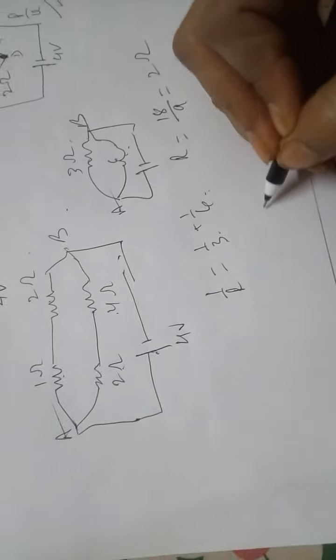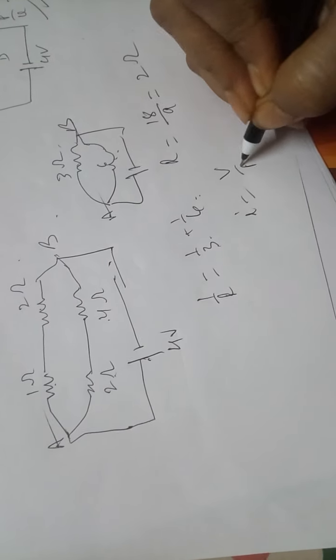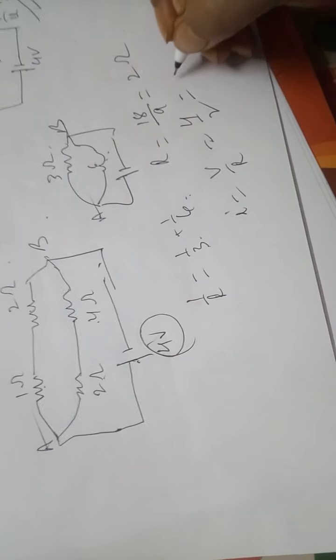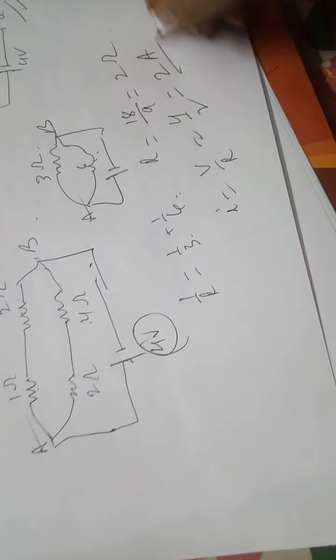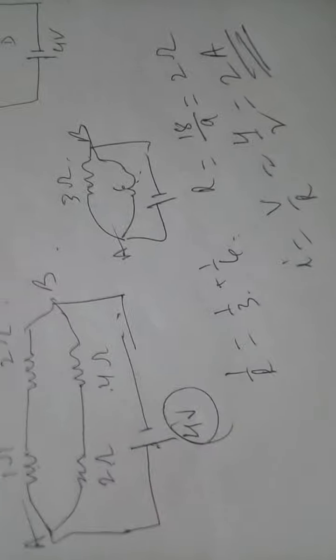Now we need to calculate what? I is equal to V by R. So V is what? 4 volt. So it is 4 divided by 2. So we get 2 ampere. So the answer for the current that we are getting is 2 ampere.